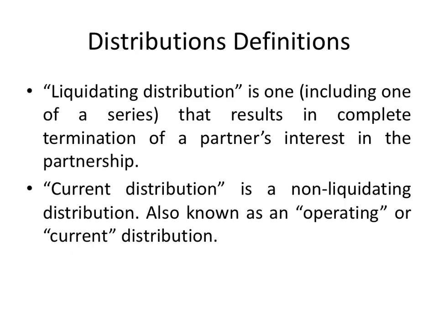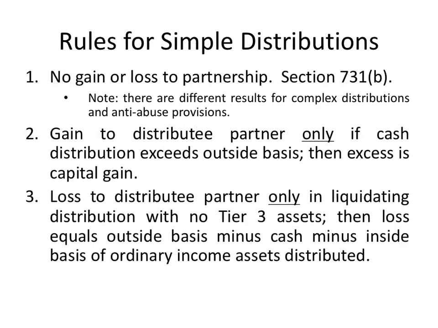So we're focusing again on simple distributions in this discussion. Let's talk about liquidating versus non-liquidating. So, of course, liquidating means that the partner no longer has an interest afterwards. They're giving up their interest in exchange for this distribution of property or cash. So that's what liquidating is. A non-liquidating distribution means the partner has an interest afterwards. These are also known as current distributions, operating distributions. They're all non-liquidating distributions, all synonymous, all the same thing. The rules are different between these two for simple distributions. That's why we had to make the distinction there.